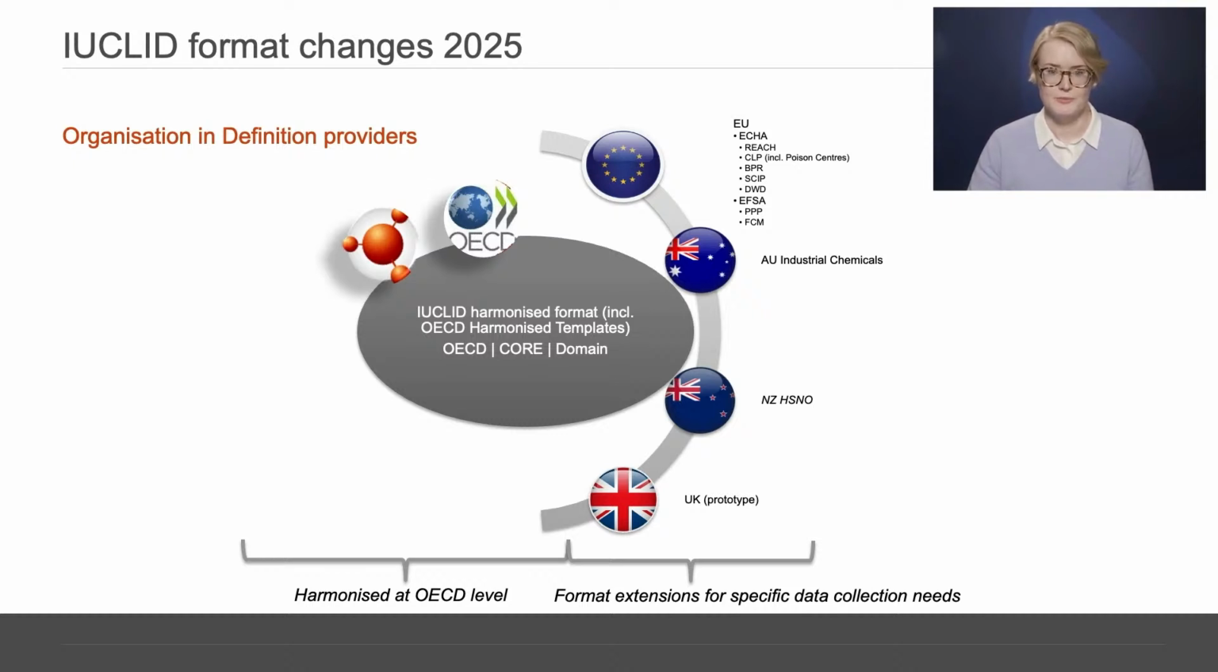Then, in addition to the harmonized format, we also have format extensions used to fulfill requirements from specific regulatory authorities. So, for example, EUCLID is customized to prepare submissions for the EU legislation, such as REACH, the Biocidal Products Regulation, or the Plant Protection Products Regulation. But it can also be used to prepare submissions for Australia and New Zealand. The competent authorities of the United Kingdom are also preparing their own extension for potential future UK REACH purposes.